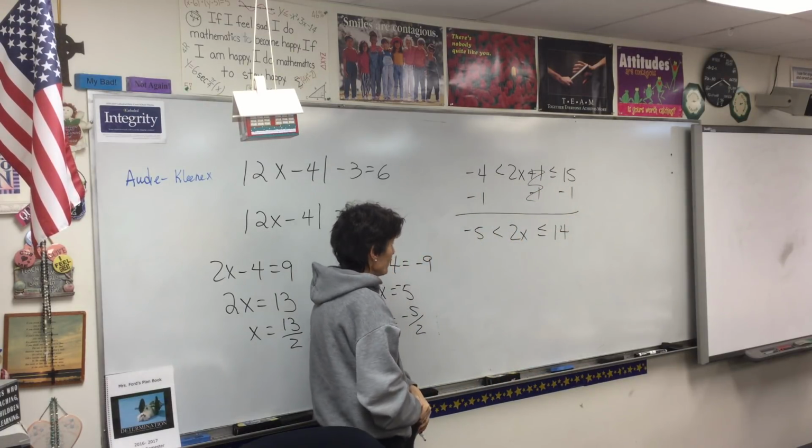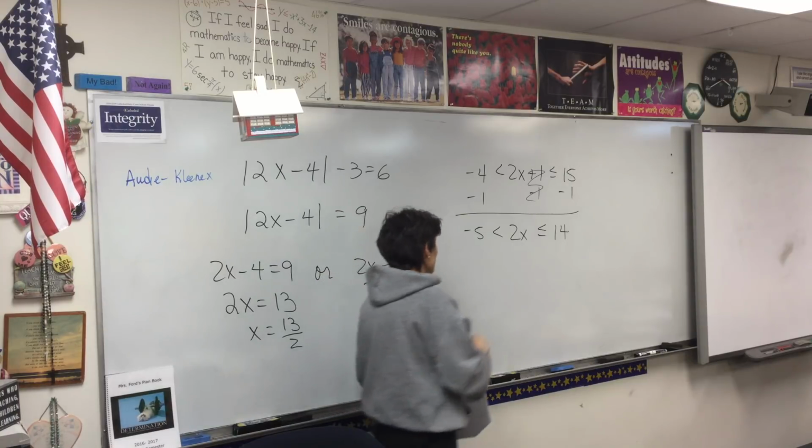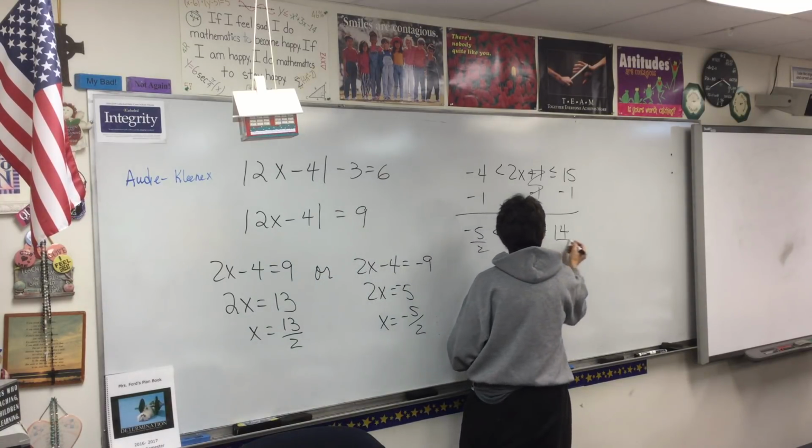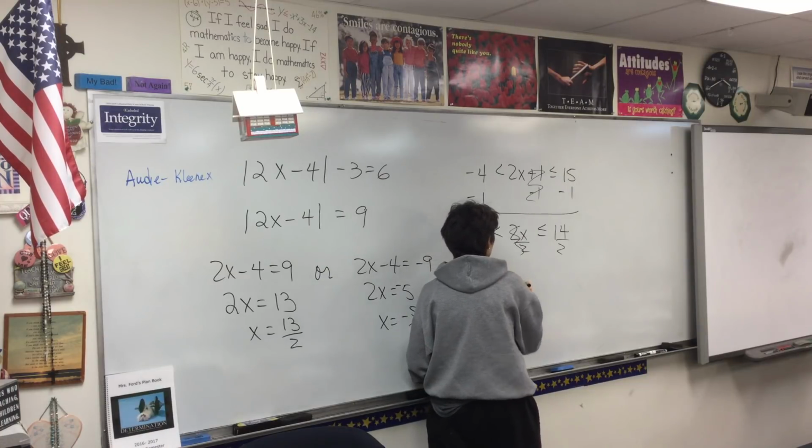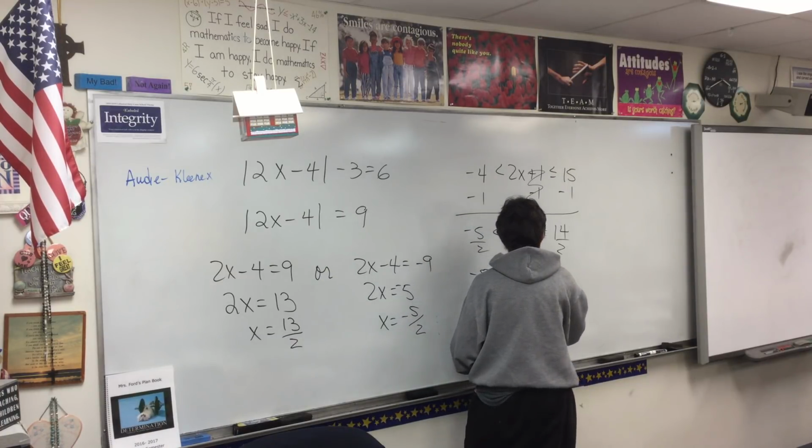Now what do I need to get rid of? The 2, so I'm going to divide everything by 2 in order to get rid of that. So negative 5/2 is less than x is less than or equal to 7.